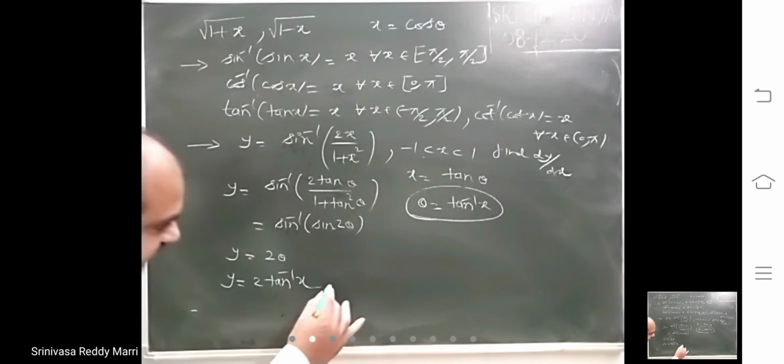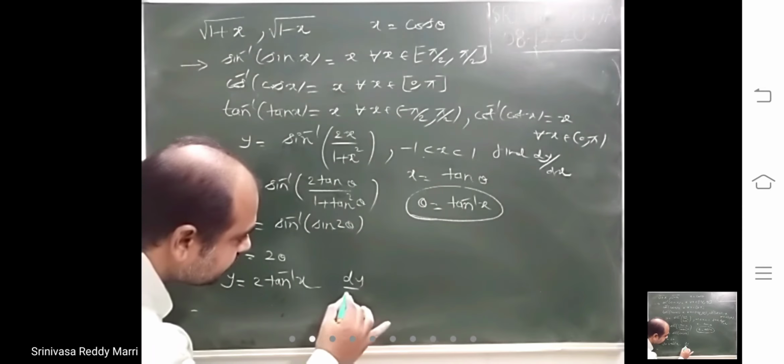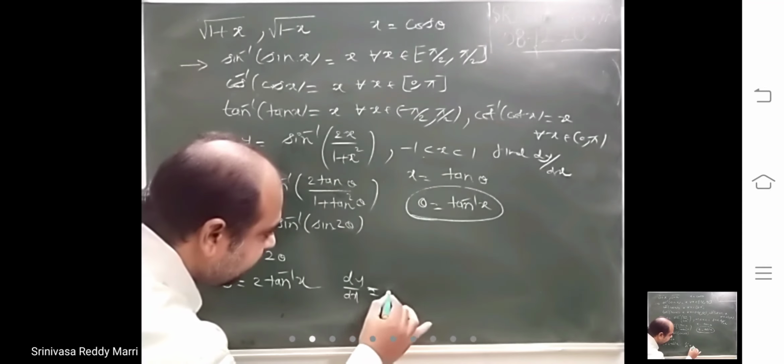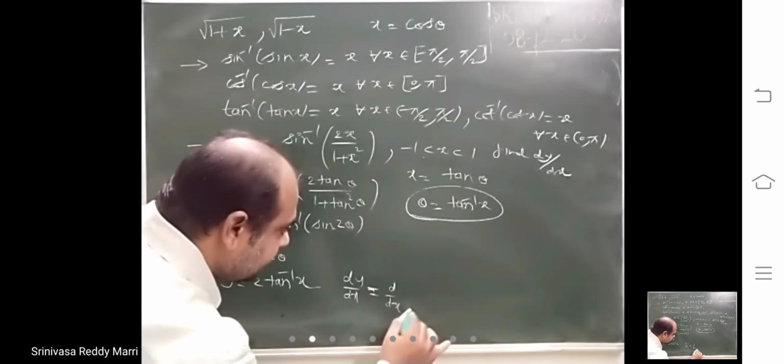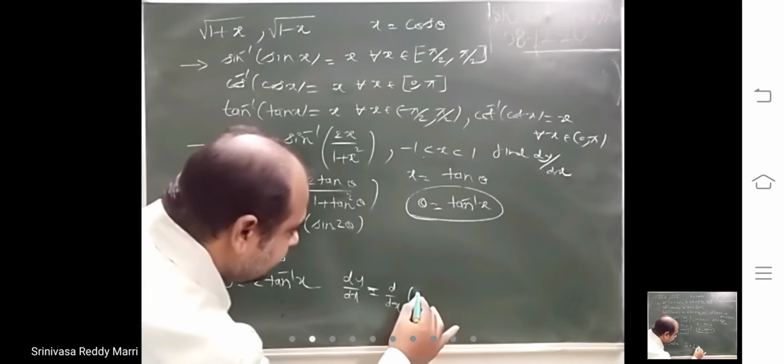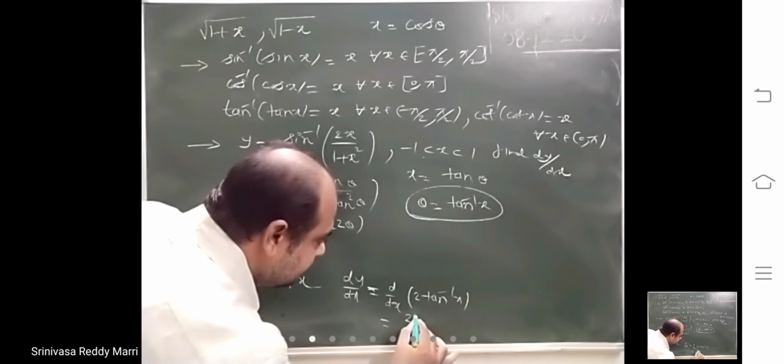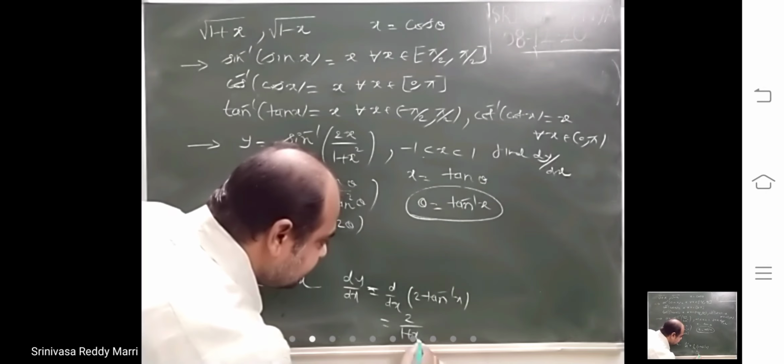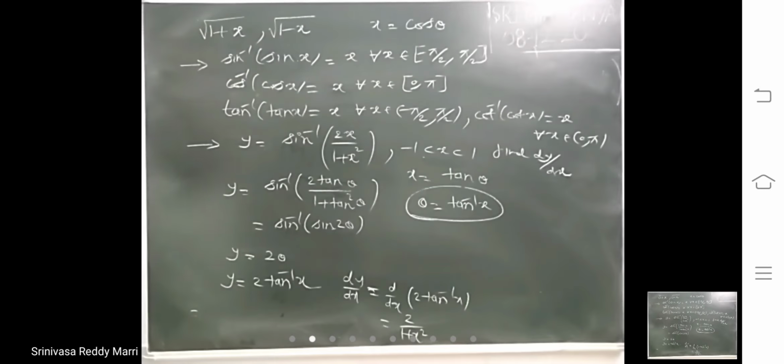Now I will do the derivative. dy by dx is nothing but d by dx of 2 tan inverse x. That means 2 by 1 plus x square, by the direct formula.